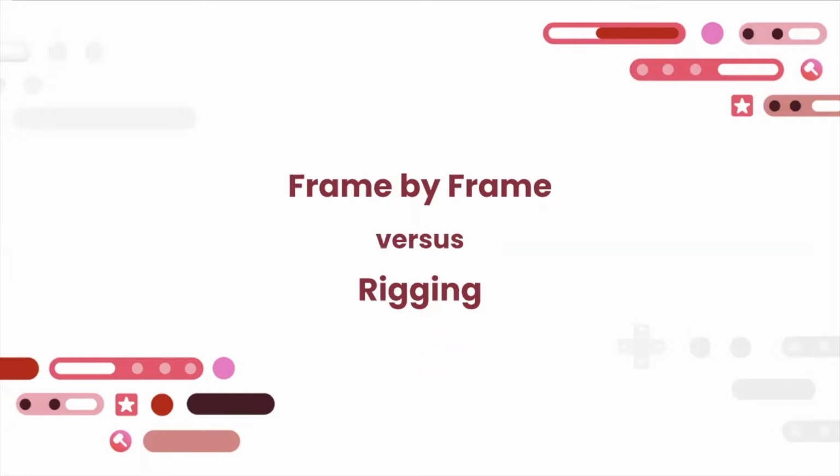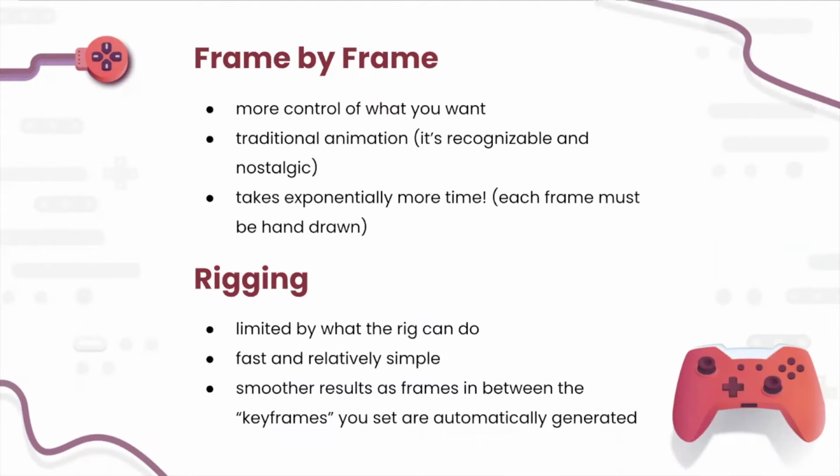So next we'll delve back into what I was talking about previously in terms of the two main methods of 2D animation. Frame by frame animation is generally recognized as more traditional. It's very recognizable and has a very nostalgic feel to it. Think Disney animation in the 80s or 90s. The benefits of using frame by frame animation is that it gives you more control of what you want. So whatever you want to do with the character's actions or environment's movement is basically entirely in your hands. However, the downside is that it takes exponentially more time since each frame does have to be hand drawn.